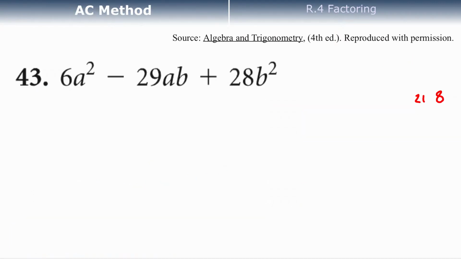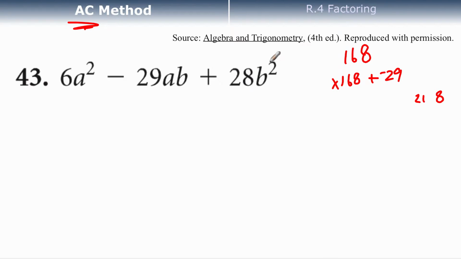Let's try another one. This one's not the group factoring, but this is one where you need to use the AC method. I actually worked out the numbers before I started the video, so I didn't have to guess a ton. The AC method says take this number and multiply it by that. So 6 times 28, I think, gives you 168. Then you look for two numbers that multiply to 168, and they have to add to a negative 29.